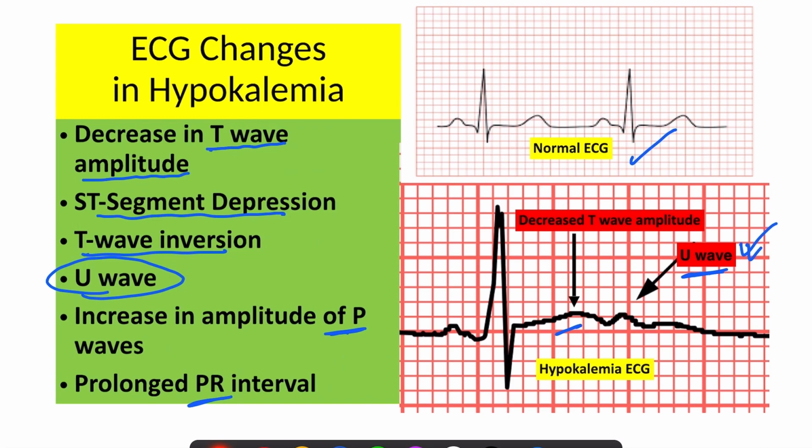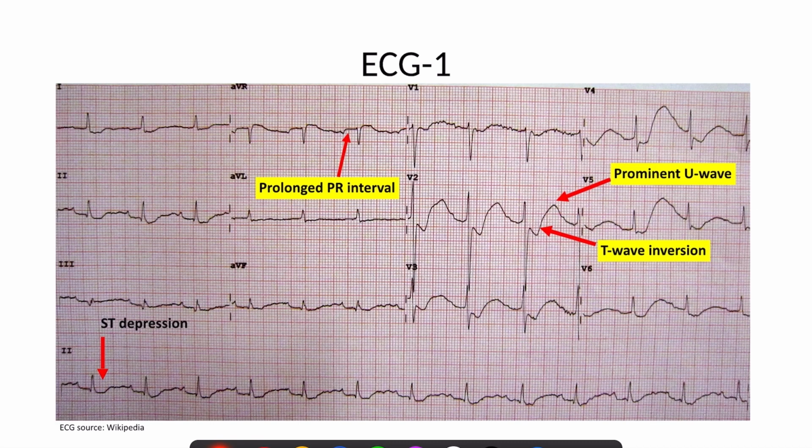So let's begin. This is the first ECG of a patient with hypokalemia. Here you can see that there are obvious T wave inversions in many ECG leads, and this is followed by the presence of the prominent U wave. You can see the prominent U wave in many leads. Similarly, you can also see that there's a prolonged PR interval, and if you look closely, you can see that the P waves are a little bit prominent in this ECG. In addition to this, you can also see ST depression which is present in many ECG leads.